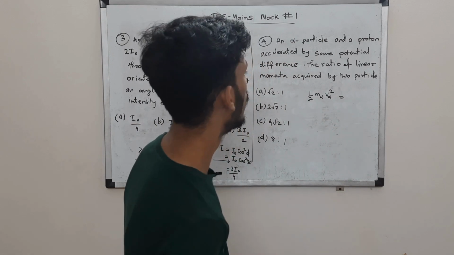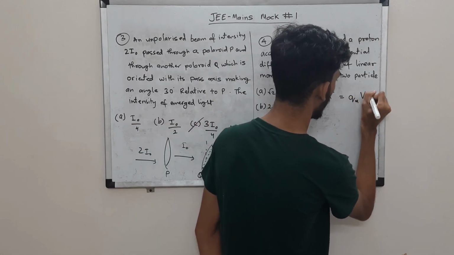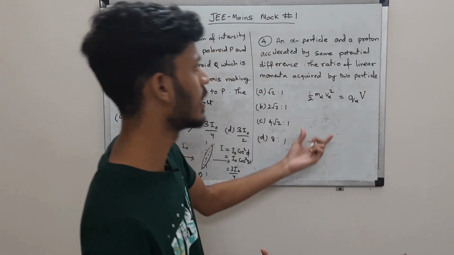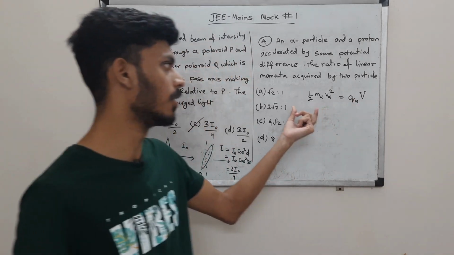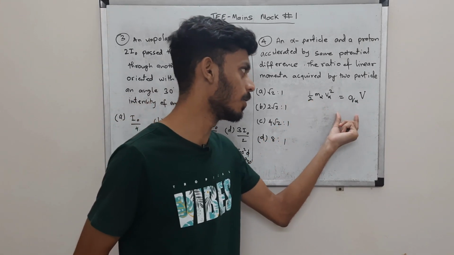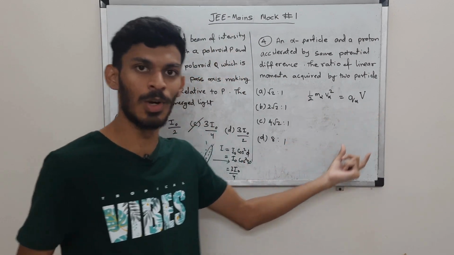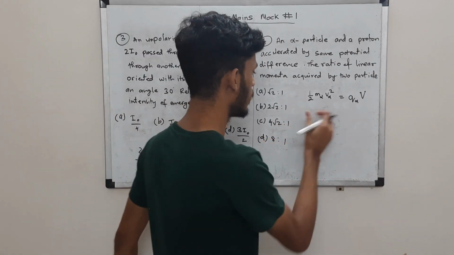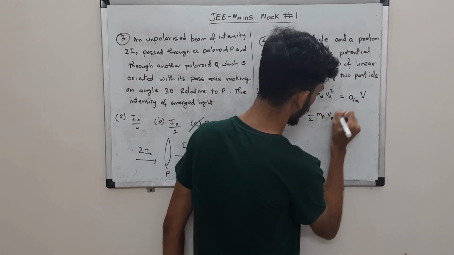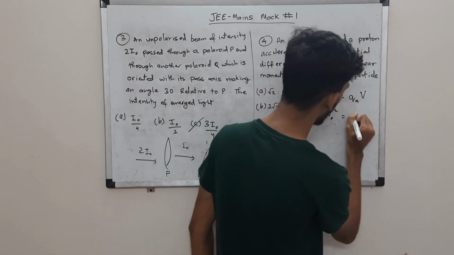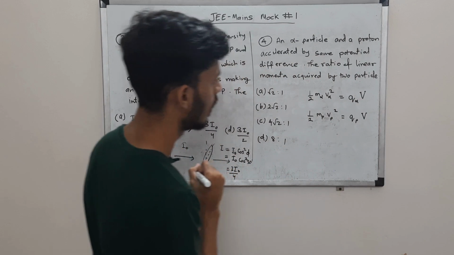Here it will be equal to the charge on the alpha particle times V, right? So basically when you accelerate a particle using potential V, the kinetic energy is equal to the work done, Q into V. So kinetic energy is equal to the work done. This is for the alpha particle. Similarly, we can write it for the proton: Q of proton, and the potential is the same, V.